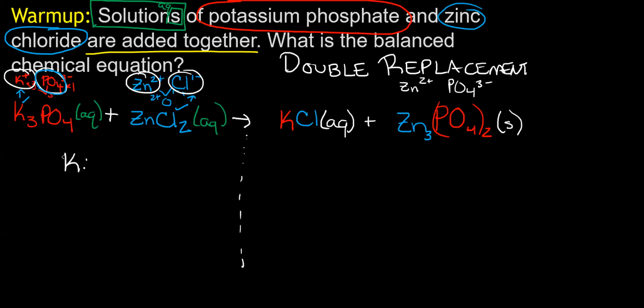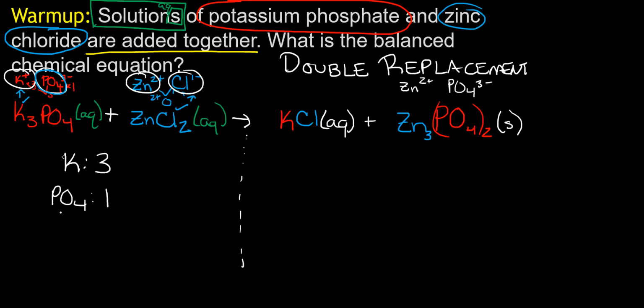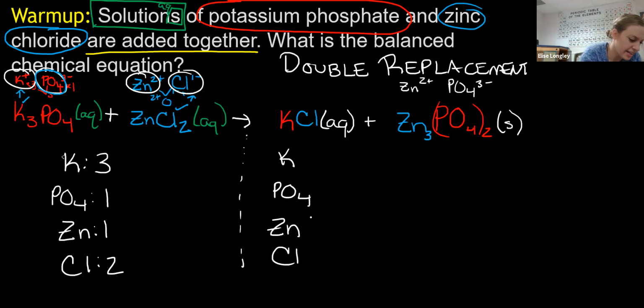Okay, so you have 3 potassium. You have 1 phosphate. Good, and we always balance by the polyatomic ion because they cannot split up. They're stuck together forever, so we count them together. All right, awesome. 1 zinc and 2 chlorides. I'm going to put them in the same order on this side just for posterity's sake, so it's easy to compare. Thank you, Jessica. You did great. Charles, you're up next. Tell me the product side.